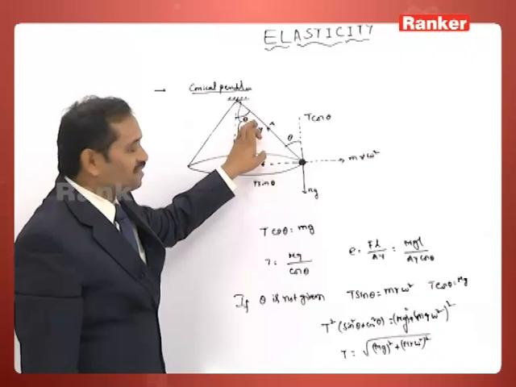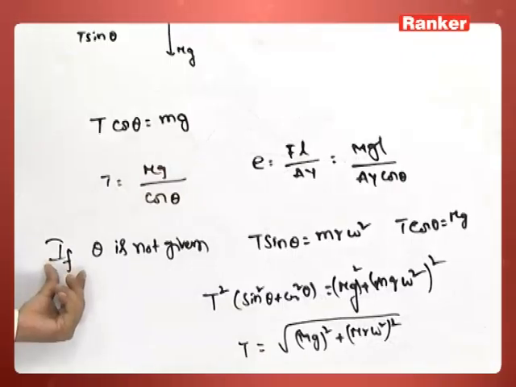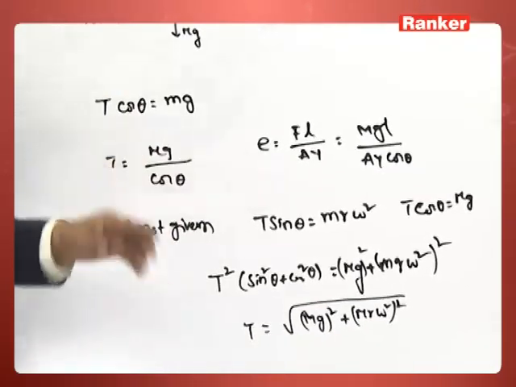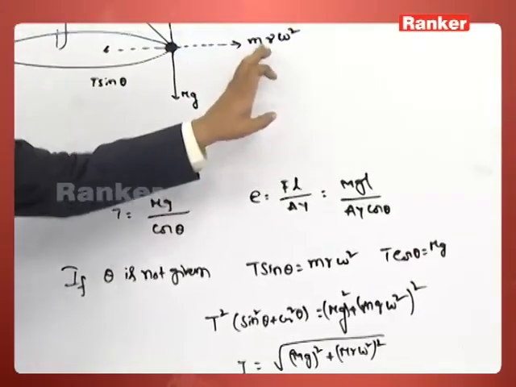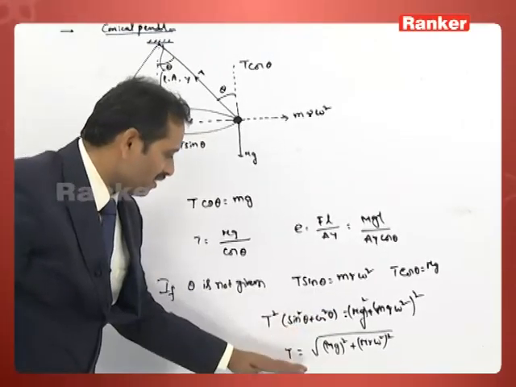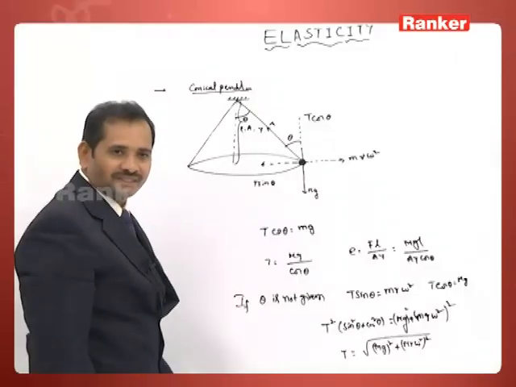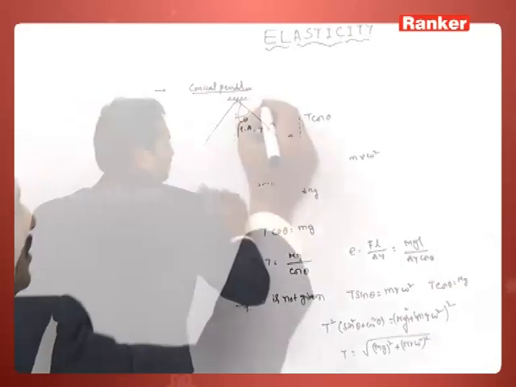If they give theta, I can do it. If they don't give theta, how do we approach the problem? If theta is not given, approach the problem by eliminating theta. T cos theta equals mg, T sin theta equals m r omega square. Squaring and adding the terms, I get the tension. Substitute here, you will get the extension. Okay. Next, we will think about a further application.